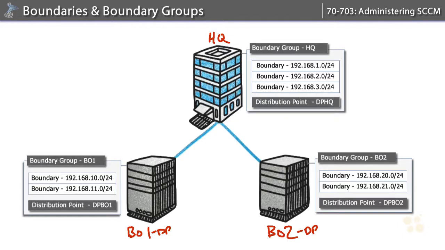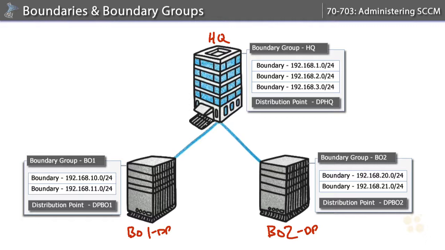This is where boundaries and, more importantly, boundary groups come into play. Remember, a boundary is nothing more than a network location. So let's say, for example, that we sliced up our network into subnets based on the departments in these buildings, or maybe the number of floors in these buildings. So HQ has 3 floors. Floor 1 is 192.168.1.0/24. Floor 2 is .2.0/24, and floor 3 is .3.0/24. And then in our branch office locations, maybe we have 2 floors, so we have subnets for each floor down there as well. Now, boundaries by themselves don't really do much for us, right?